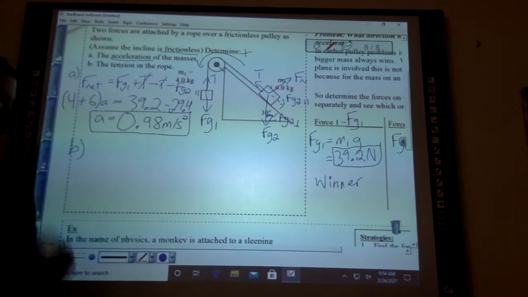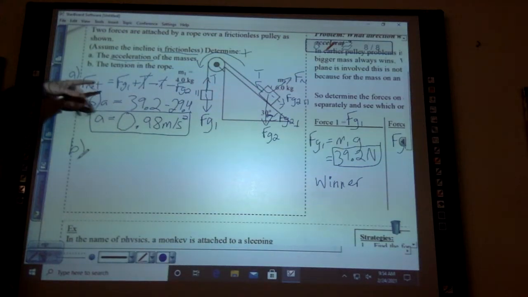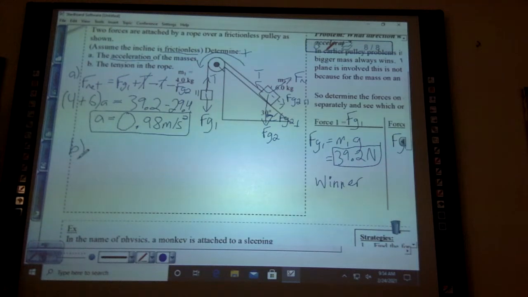So let's try solving for tension now. With tension, like we saw, it cancels out when I'm looking at the whole system. So I can't use that. The only way to do it is to look at just one of the masses. So ignore the other mass and let's just deal with one. There's usually one mass that's easier to deal with. Not always, but sometimes there is.